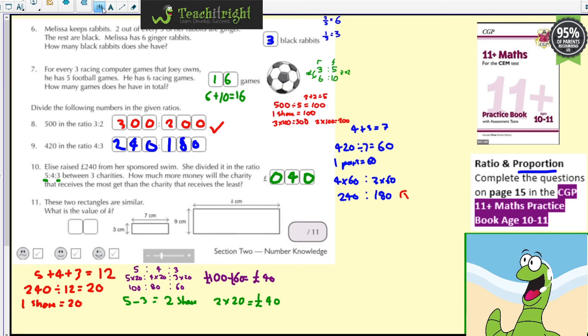Last one, these two rectangles are similar. What's the value of k? So you need to know just a mathematical fact here, and that's similar shapes increase by the same amount. So the increase from 3 to 9 will be the same increase that the 7 experiences. So all you need to do is work out going from 3 to 9 is how many times bigger? Well, in that case, it's 3 times bigger.